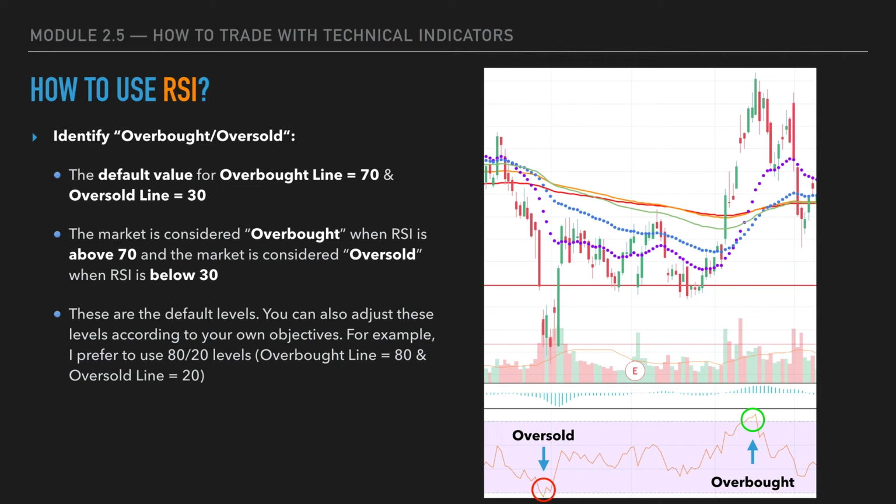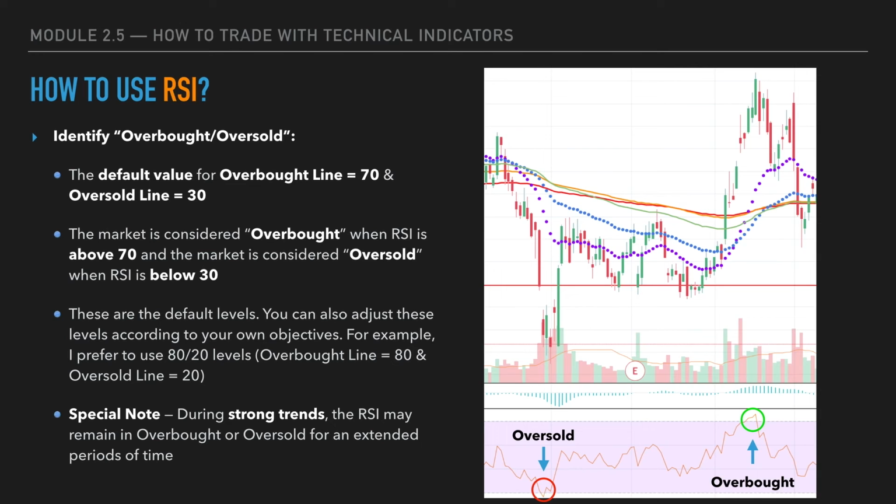These are the default levels. You can also adjust these levels according to your own objectives. For example, some traders prefer to use 80 for the overbought line and 20 for the oversold line. One thing to remember is that during a strong trend, the RSI may remain in overbought or oversold for a very long extended period of time.